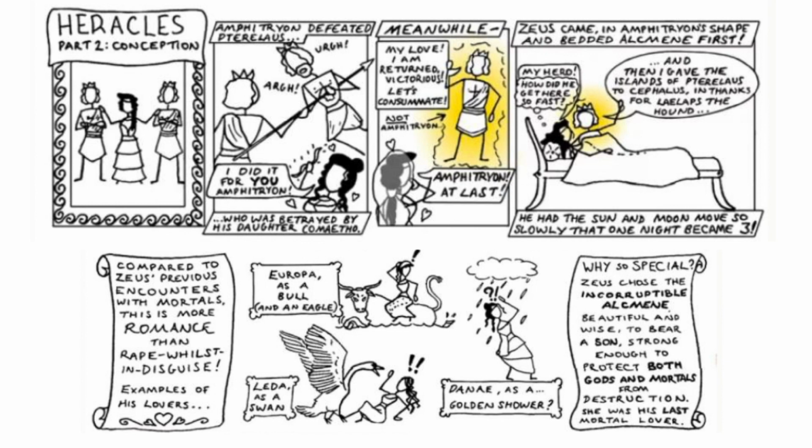In any case, Alcmene is therefore shown to be special. And why is she so special? Because she's incorruptible. She is perfect. She is beautiful and wise, and she is so perfect, beautiful and wise that she is the exact person to bear a son strong enough to protect both gods and mortals from destruction. And most of the myths say that Alcmene was Zeus's last mortal lover. So that does make her special, and thus it makes Heracles, her son, special.